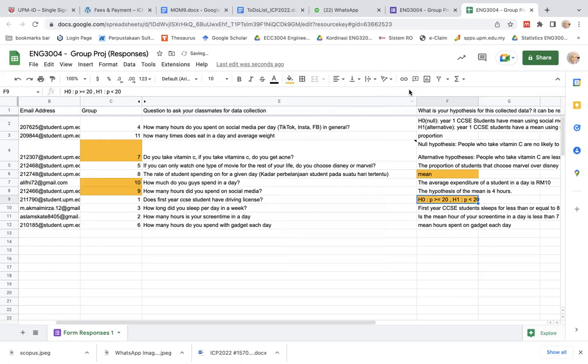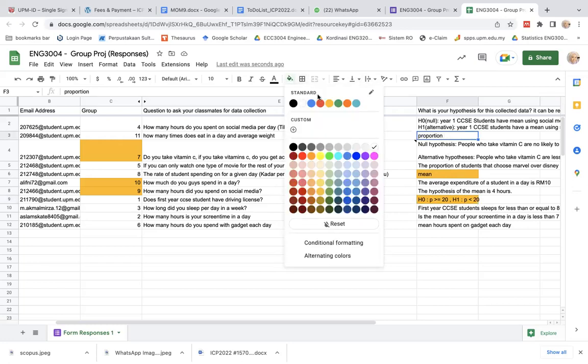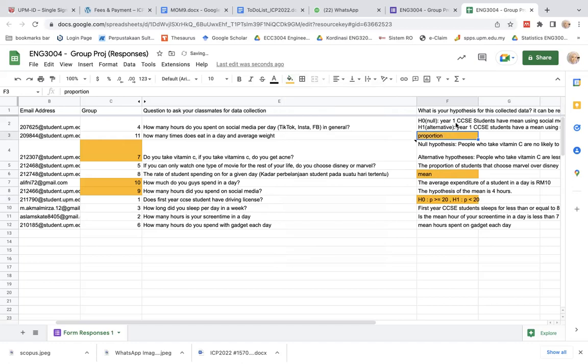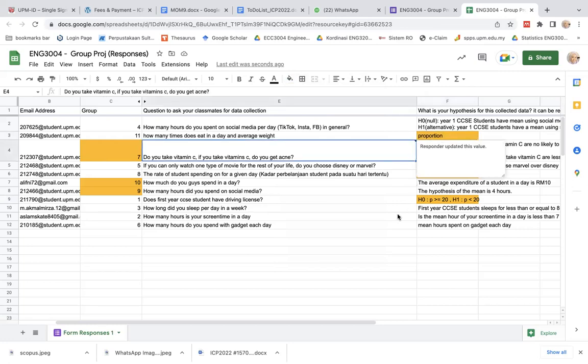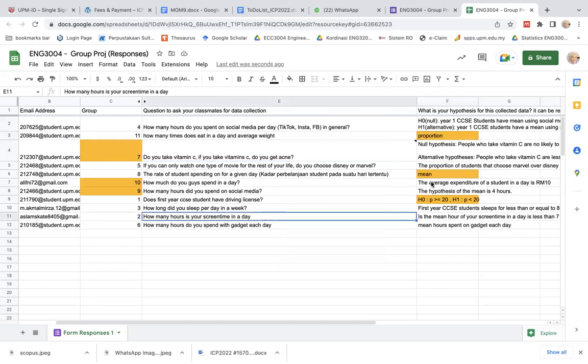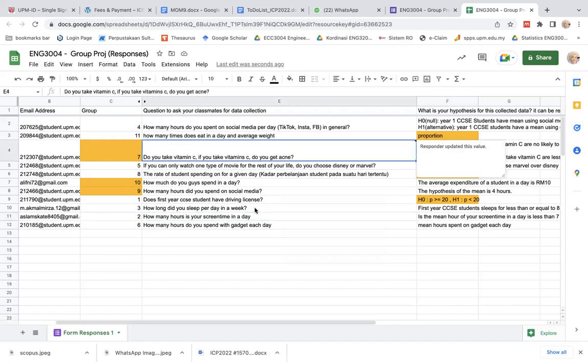By the way, you can't access this Excel sheet. I am the only one who has access. So just change it in the form, okay? And this one, you have to change it as well. This one, change overall. Responder updated the value. Oh, okay, let me see later on.